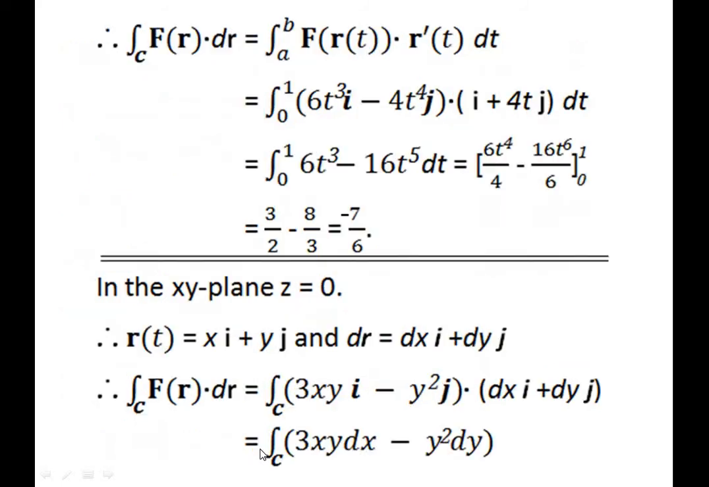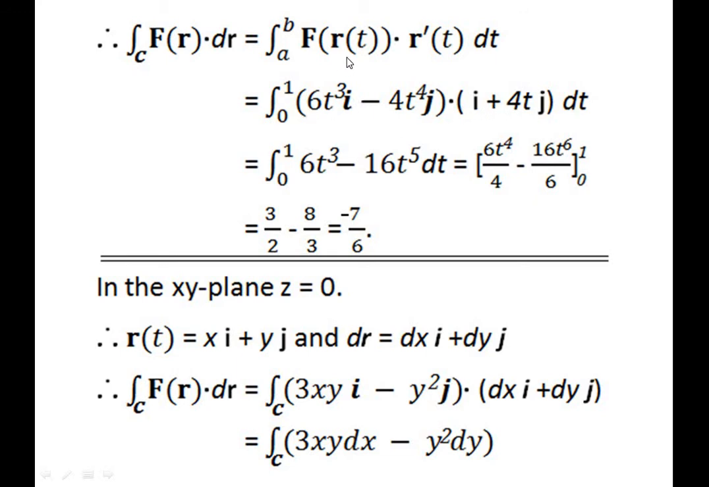Then taking the dot product and integration, the integral over C of F(r) dot dr, in the parametric representation, is equal to integral from a to b of F(r(t)) dot r'(t) dt. We have a and b, that is the variation of t from 0 to 1. Then integral 0 to 1 of (6t^3 i cap minus 4t^4 j cap) dot (i plus 4t j cap) dt.